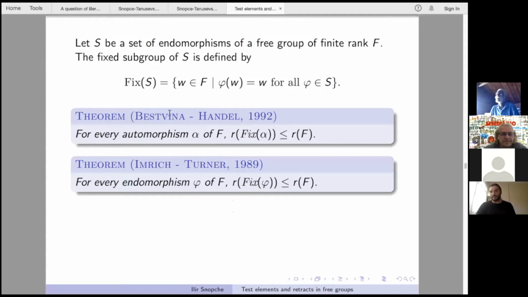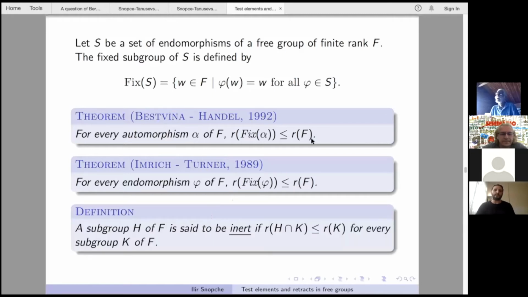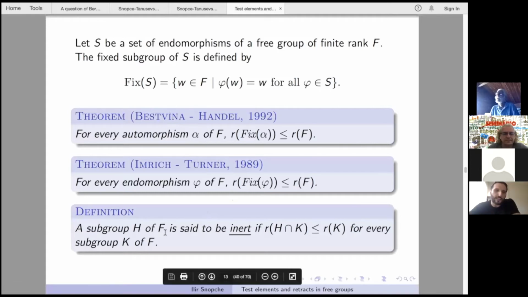But what happens in general, when we have an arbitrary set of automorphisms or endomorphisms? In order to discuss what's going on in this direction, let me make a definition. A subgroup H of F is said to be inert if the rank of H intersection K is less than or equal to the rank of K for every subgroup K of F. Okay, so this is inert.